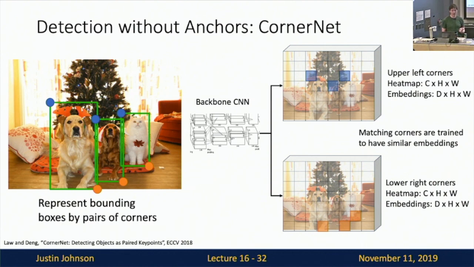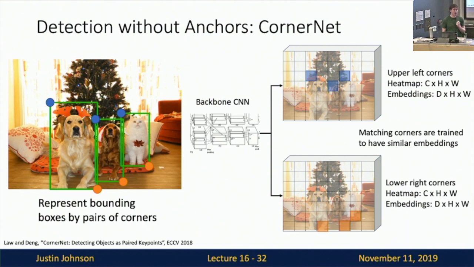Their really cool idea was this CornerNet architecture for object detection, which is very different from all of the approaches to object detection that we've seen so far. I don't want to go too much into the details of this. I just want to give you a brief flavor of what this does and how it's very different from the object detection methods that we've covered previously. And this one will not be on the homework, so it's fine if you don't understand all the details.